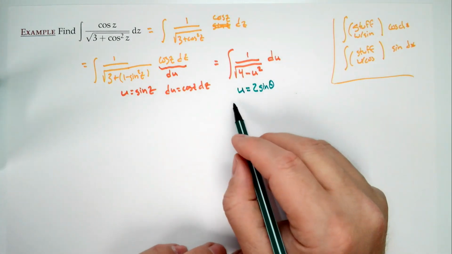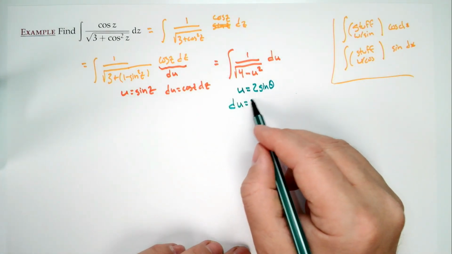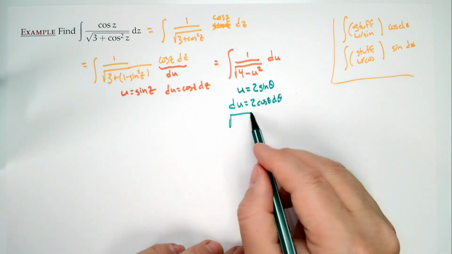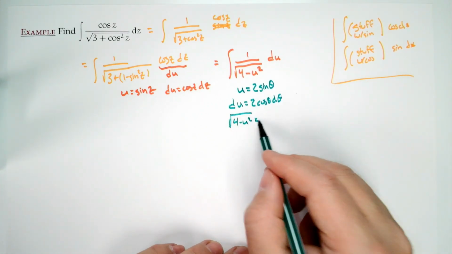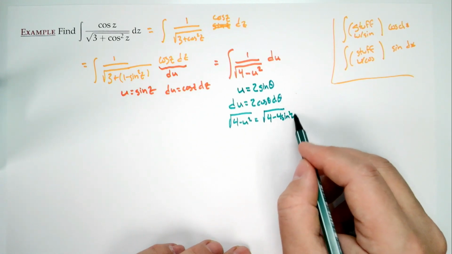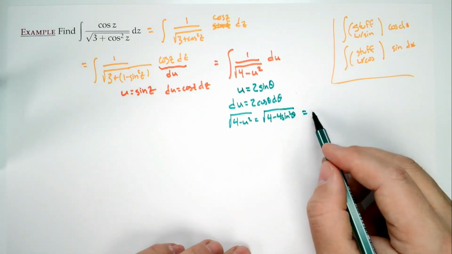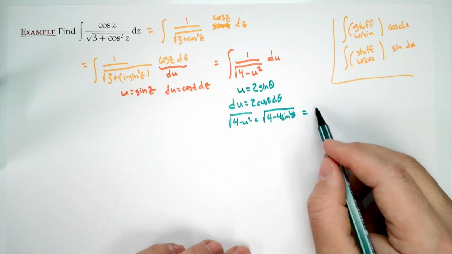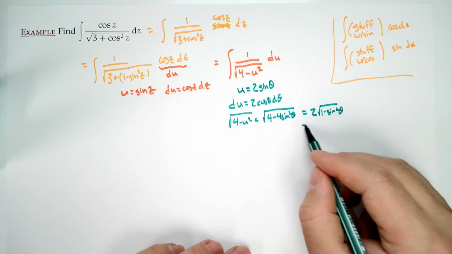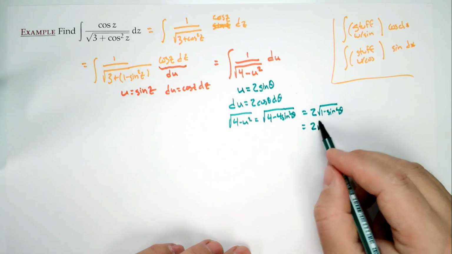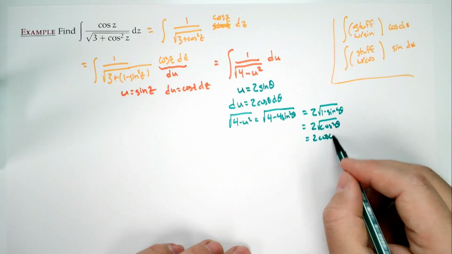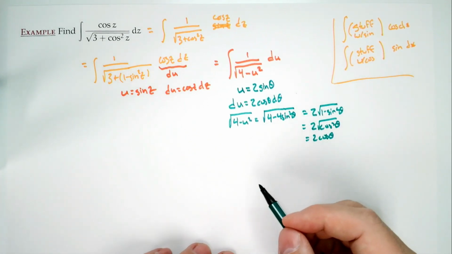Well, we get that du is 2 cosine theta d theta, and square root of 4 minus u squared, well, that's the square root of 4 minus 4 sine squared, which is, the 2 can come out, square root of 1 minus sine squared. So that's 2 times square root of cosine squared, which is 2 cosine, which is why we do our substitution.